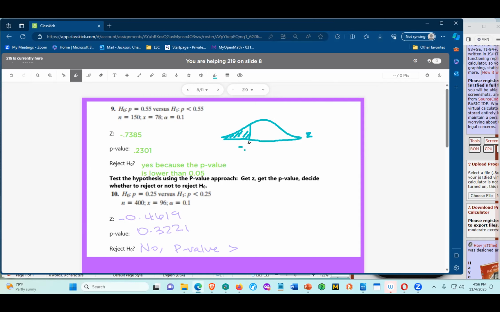Jocelyn, I don't think we should reject H0 based on your p-value. Okay, so if it's lower than 0.05, we would not reject, right? No, because in this problem, yours is 0.1. It's not 0.05 in this problem. Oh, okay, I get you, I get you.